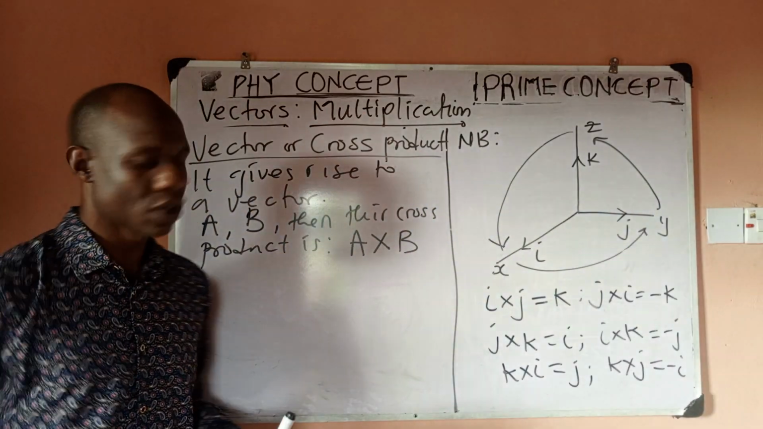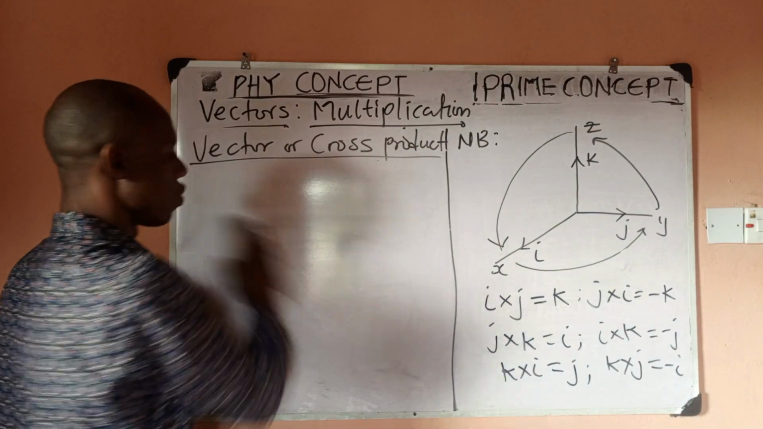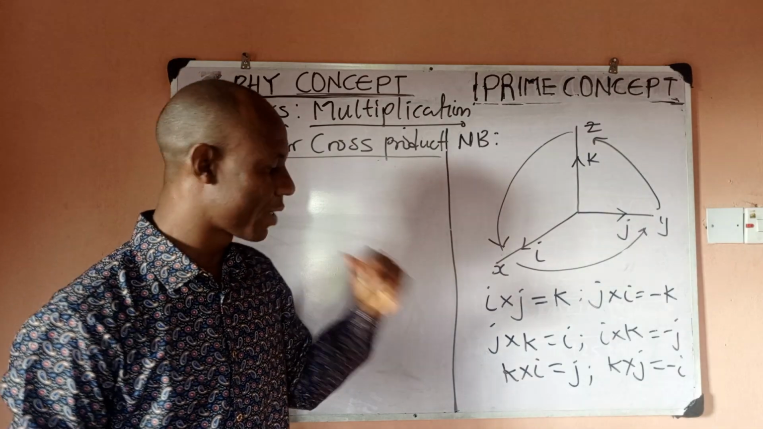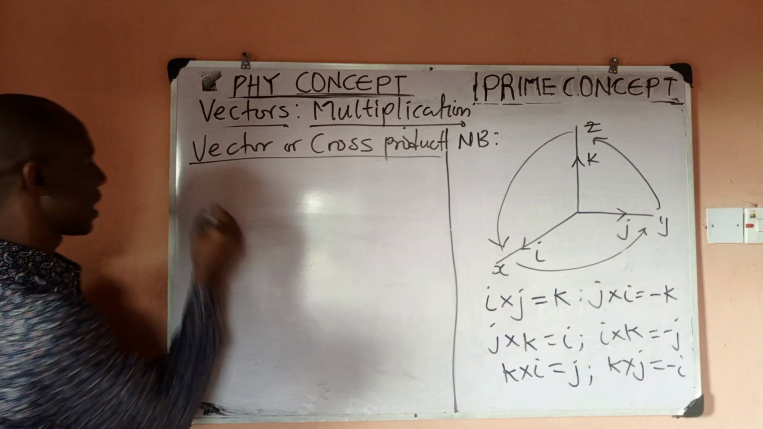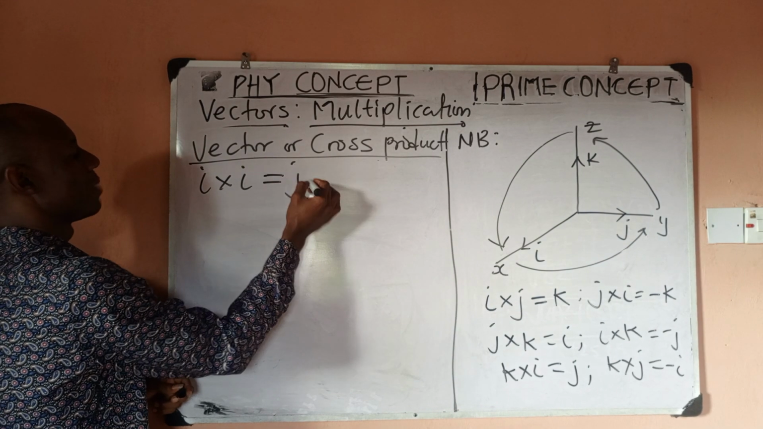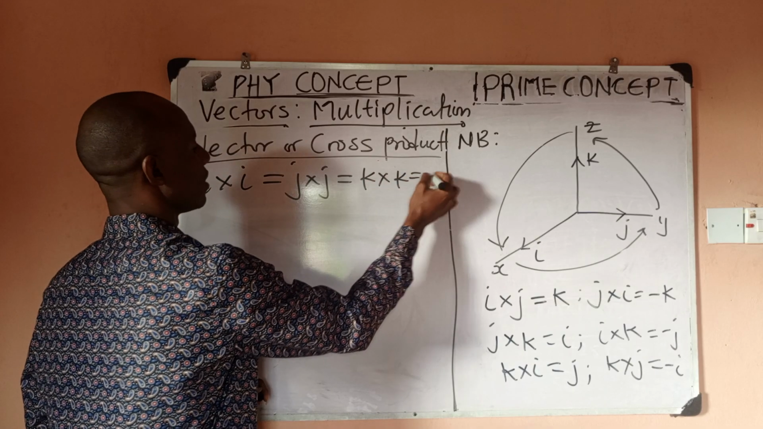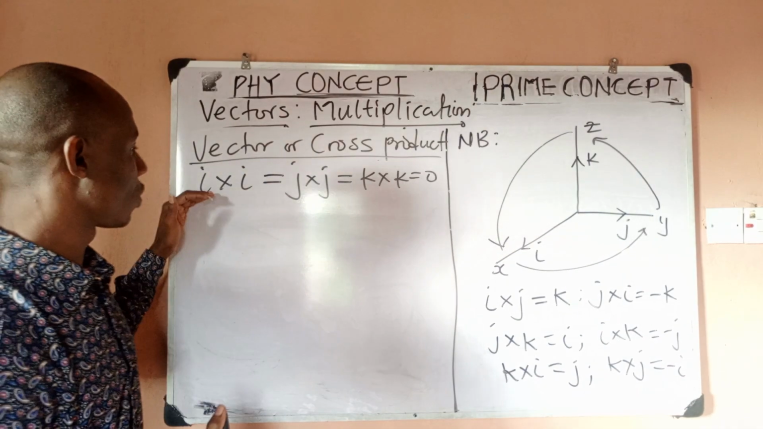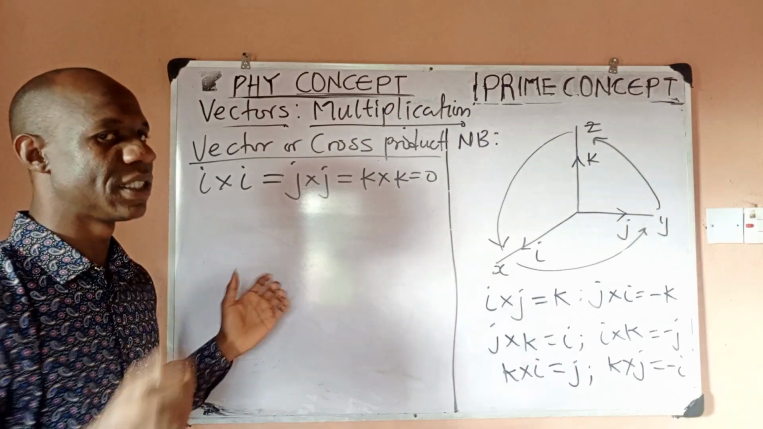And then additionally to this, it's important you know that when you now cross vectors in the same direction, the result would be 0. That is to say, if I have i cross i, the result will be same as j cross j, same as k cross k, and this would be 0. So take note of this. This differs from dot product. So when you cross this in the same direction, the result would be 0, right?